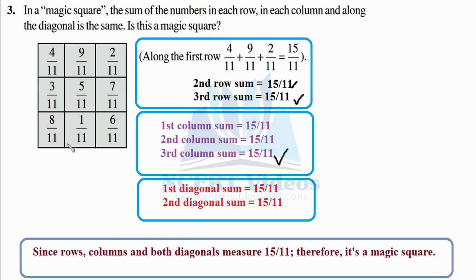Now the diagonal test, this way and this way. So this way first. It's your wish, whichever you want to do first. You have to just check. 6 plus 5 is 11, 11 plus 4 is 15. Now 8 plus 2 is 10, 10 plus 5 is 15. So yes, it satisfies, because rows, columns and both diagonals measure 15 over 11, therefore it's a magic square.